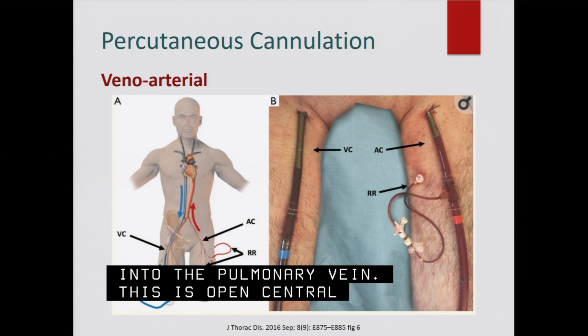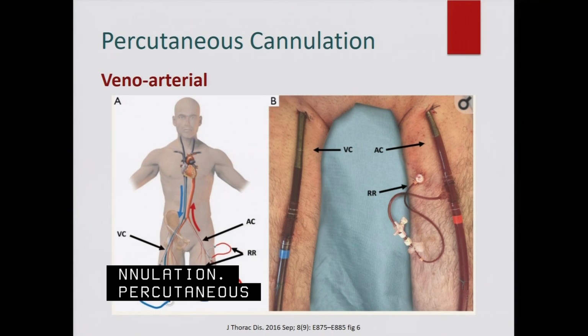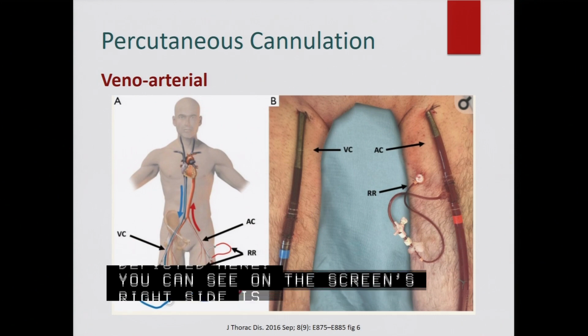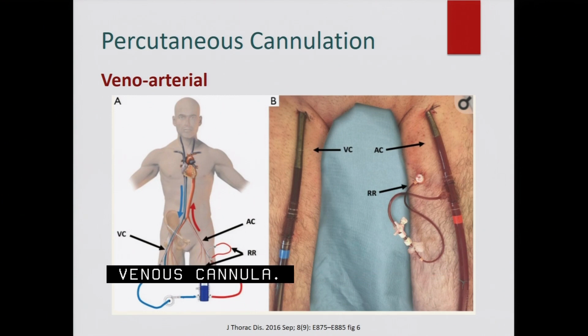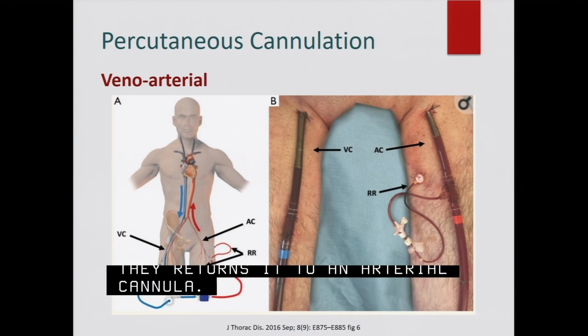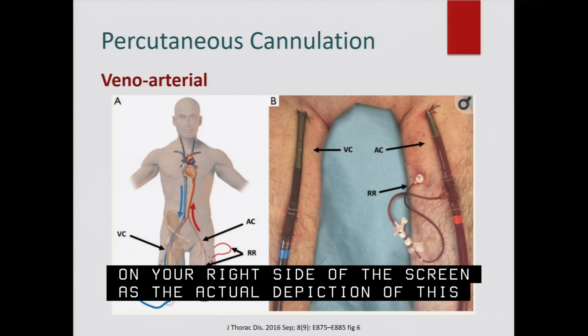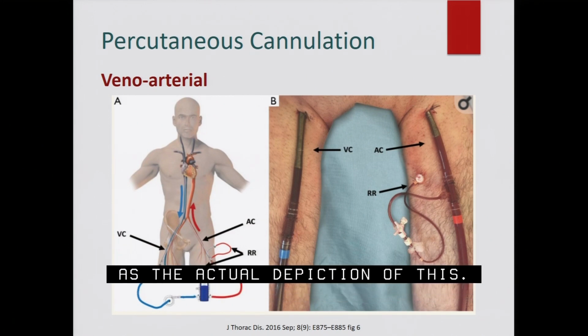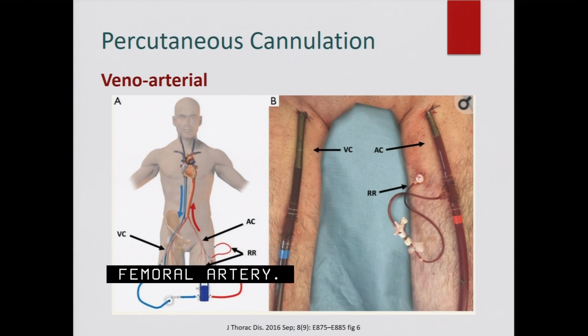In contrast, percutaneous cannulation, and here veno-arterial cannulation, is depicted. On the screen's right side is a diagram with a venous cannula in the patient's right leg that withdraws blood to a pump, receives oxygen, and returns it to an arterial cannula that's inserted in the left common femoral artery. On the other side of the screen is the actual depiction of this. The venous cannula is on the left side here, withdrawing blood from the common femoral vein. It then goes to a pump, picks up oxygen, and is pumped into the common femoral artery, retrograde into the patient.